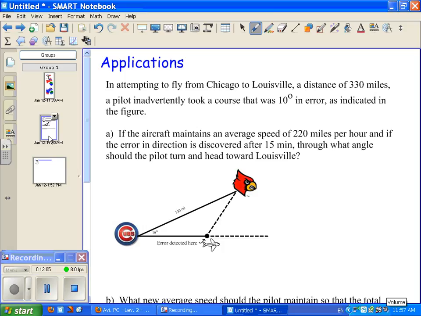Question. Yes. How can you be 10% wrong on something? It's either he's right or he's wrong. No, he's 10 degrees off. He's 10 degrees here. Correct. 10 degrees off. So he wanted to go this way, but he was 10 degrees going this way. It's possible.